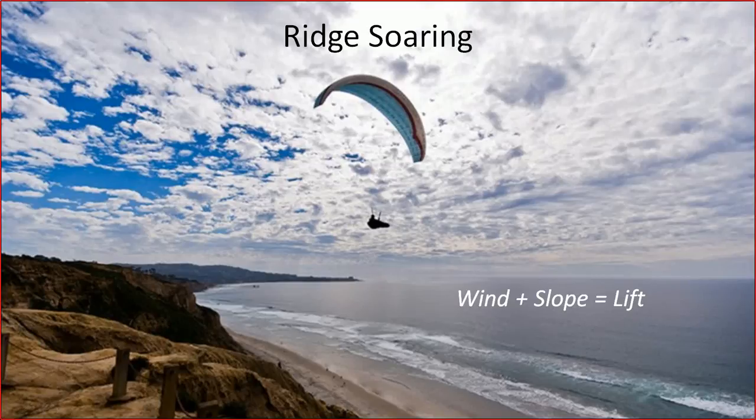Tonight we're talking about ridge soaring. And there's a nice picture of a paraglider enjoying some smooth coastal ridge lift. The smoothest ridge lift you'll ever find. Simply put, ridge lift is just wind plus a slope. But we'll get into a good bit more detail about it than that, of course.